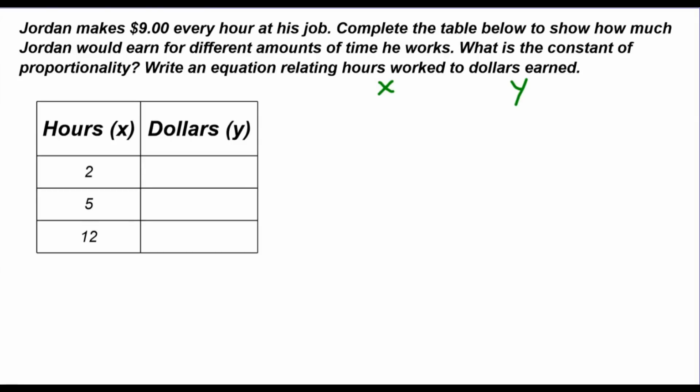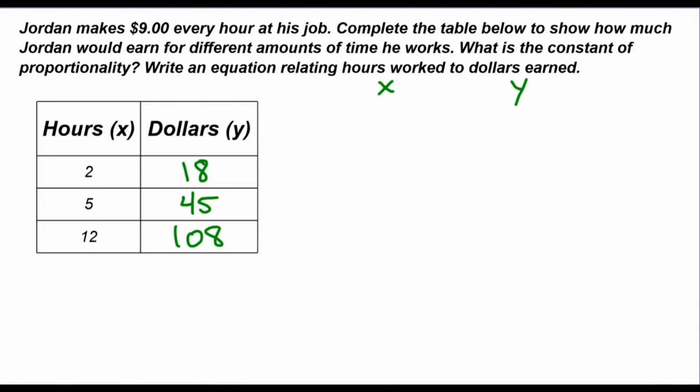So Jordan is always making $9 every hour. It doesn't matter how many hours he works, he's always going to be making $9 per hour. So that is basically going to be our unit rate, or our constant rate of change, or our constant of proportionality. So if he works for 2 hours, how many dollars is he going to make? Well, I take the number of hours times that unit rate, times 9. So he's going to make $18 after 2 hours. If he works for 5 hours, 5 times 9 is 45. And if he works for 12 hours, 12 times 9 is $108.